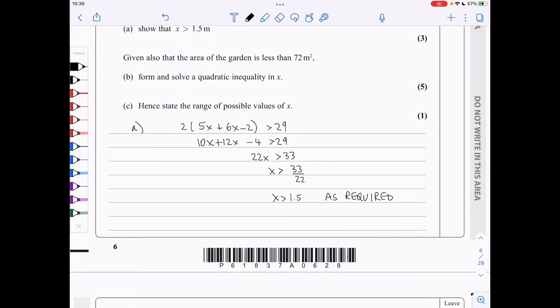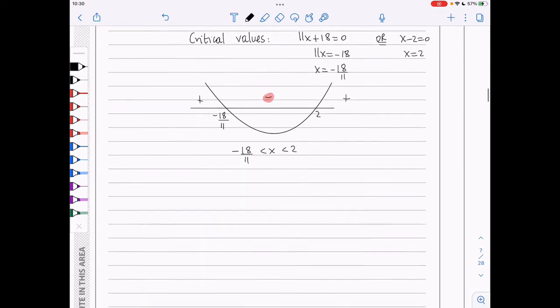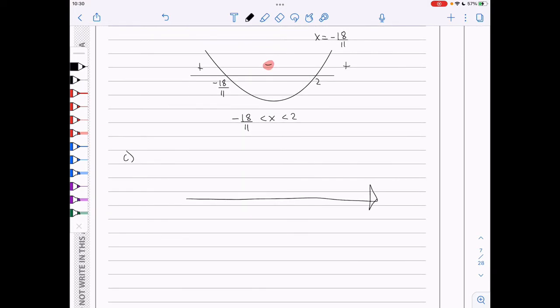And then C says, hence state the range of possible values of x. So I need to combine all the derived information up to this point. So part C, I will draw my number line here. This is x. We have found that x must be between minus 18 over 11 and 2. So this is the result of the quadratic inequality. And I will also illustrate the first inequality we derived. We have found that x was greater than 1.5. So this is what we have here, the 1.5. And we are interested in the region where both inequalities are being satisfied, and it's obviously between 1.5 and 2. So 1.5 less than x less than 2.